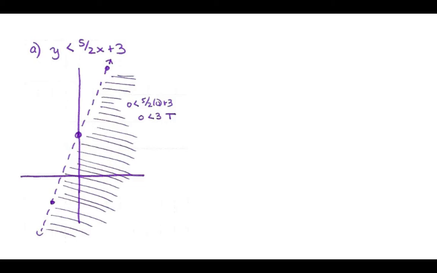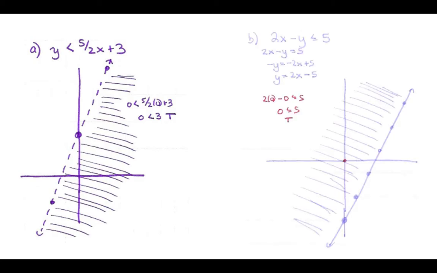All right, here's the first one. y is less than 5/2 x plus 3. Dotted line. 0, 0 was true, so we shaded that sort of lower right side. And on this one, we have to first solve to get it into slope-intercept form. So y equals 2x minus 5. You can see my solving process. And then 0, 0 was true, so I shaded the side with 0, 0.